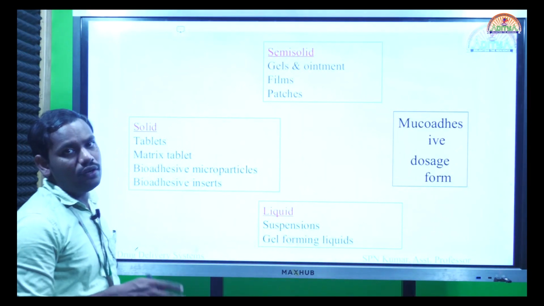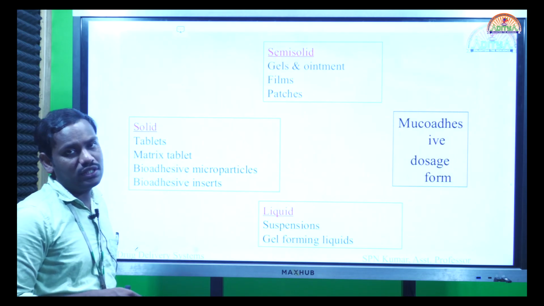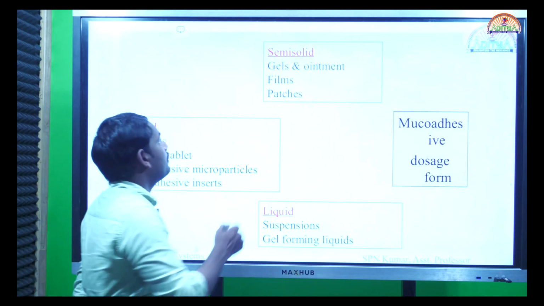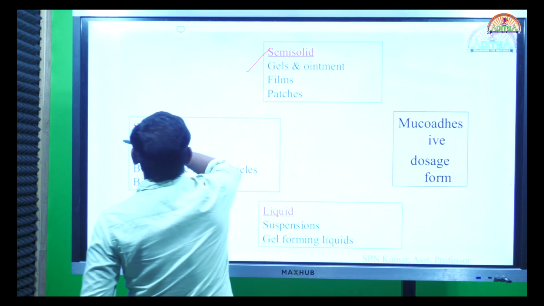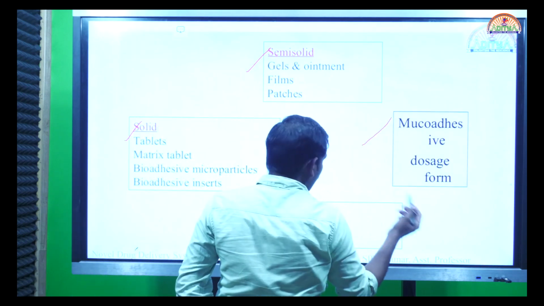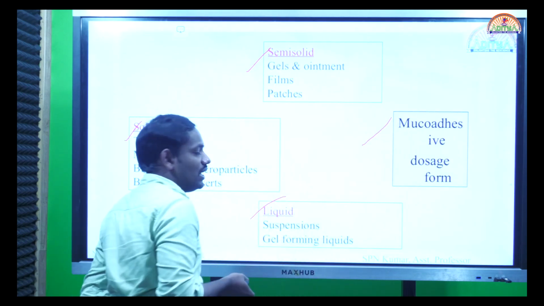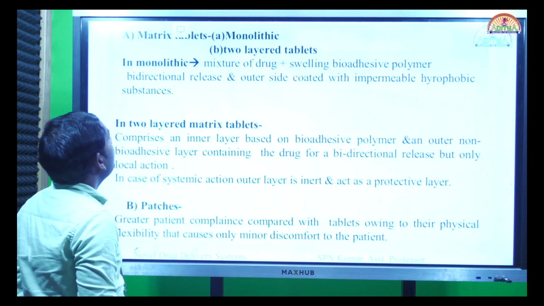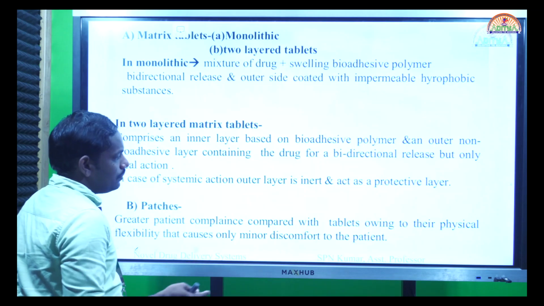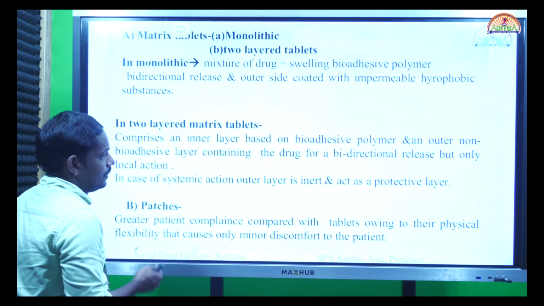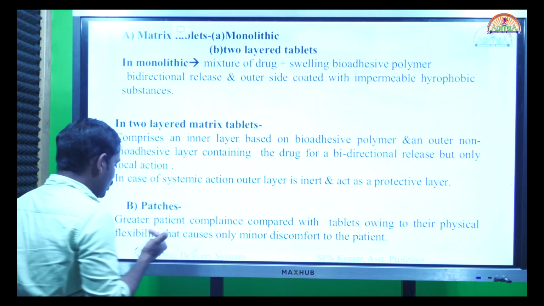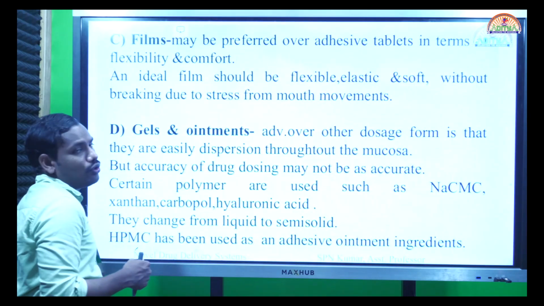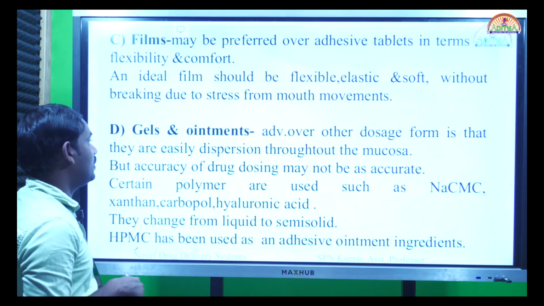So what kind of dosage forms can we prepare by using this mucoadhesive drug delivery system? We can prepare semi-solid dosage forms, solid dosage forms, or even liquid dosage forms like suspensions, in situ gels or in situ liquids. We can prepare matrix tablets by using a mucoadhesive polymer, which will give more control to the drug delivery in the targeted tissues.